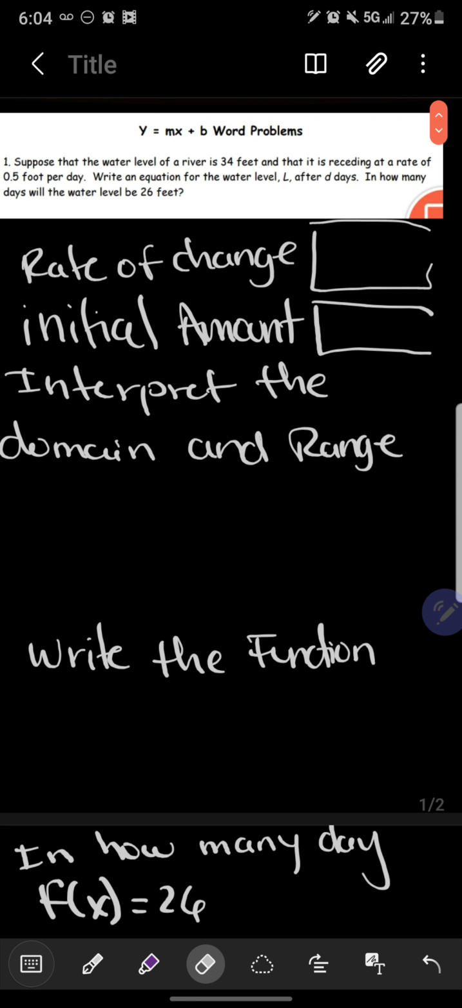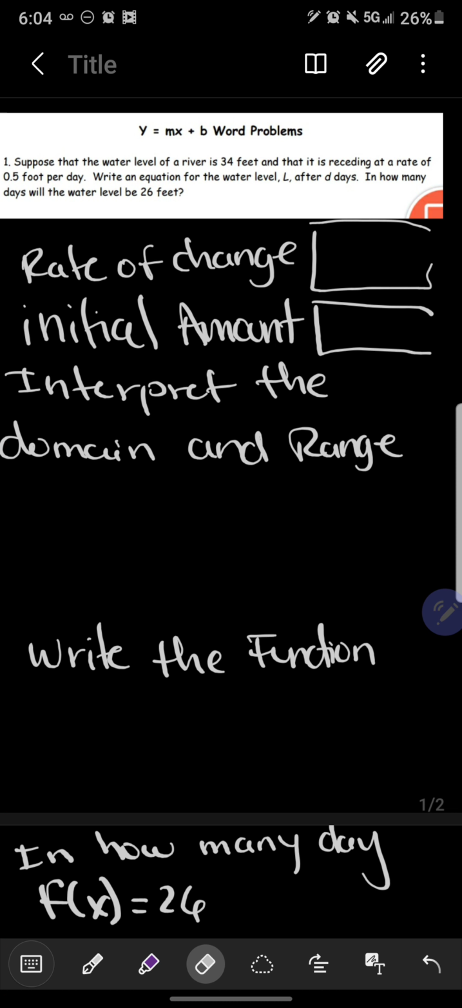Okay, in this video, we're going to read this problem and we're going to answer exactly the same questions that you have in your assignment. Suppose that the water level of a river is 34 feet and that it is receding at a rate of 0.5 foot per day. Write the equation for the water level L after D days. In how many days will the water level be 26 feet?